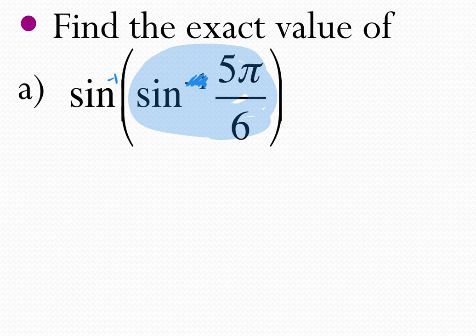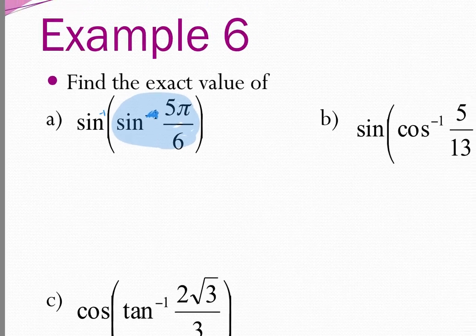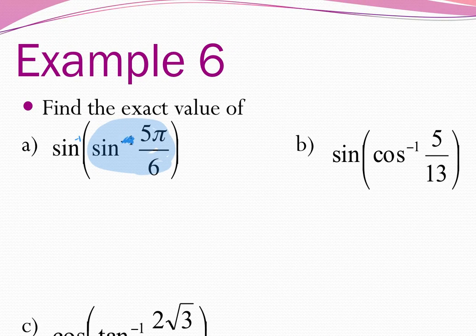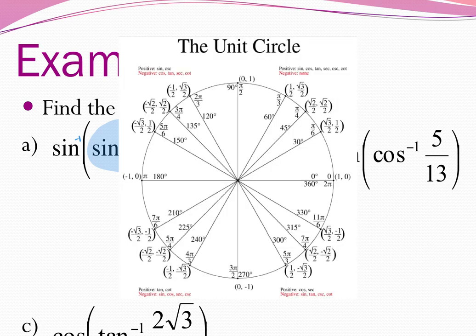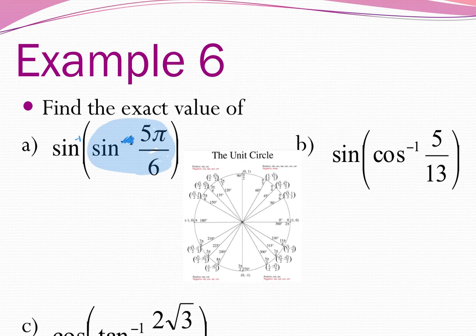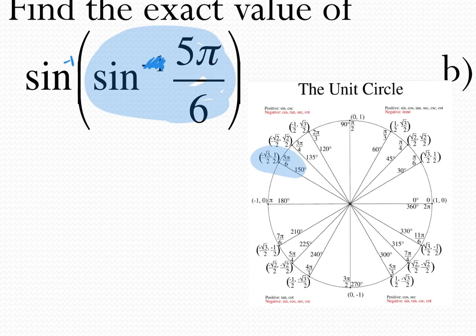So if it said, start with the innermost first, sine of 5 pi over 6. What is sine at 5 pi over 6? I would go to my unit circle, yes. I would go to 5 pi over 6, and I would look at the sine value, which is the y, right? Which is 1/2. Then it says sine inverse of 1/2.